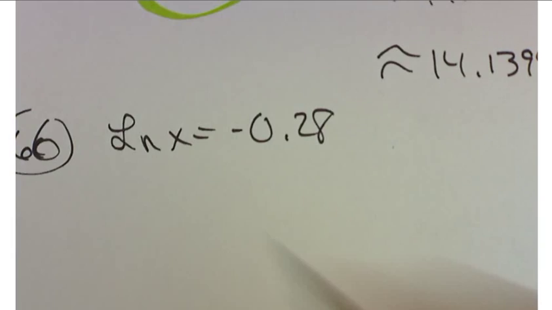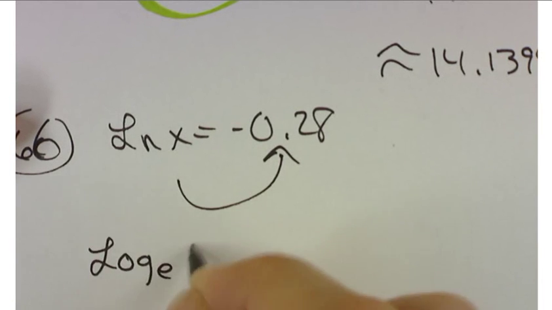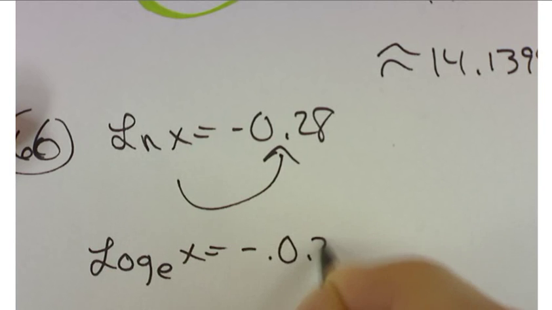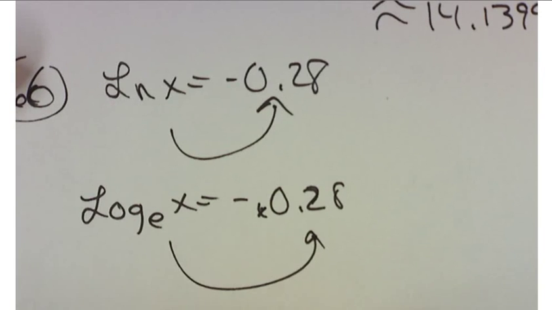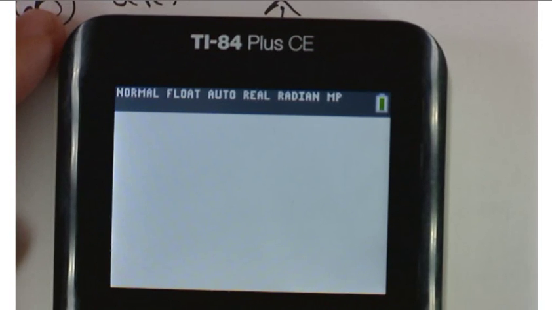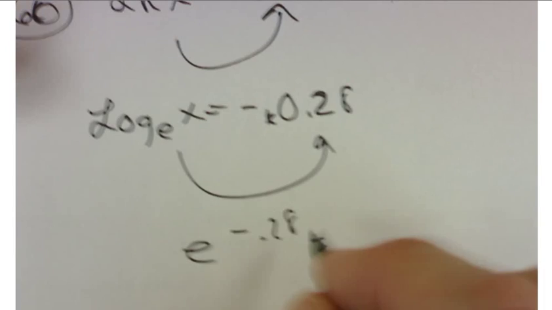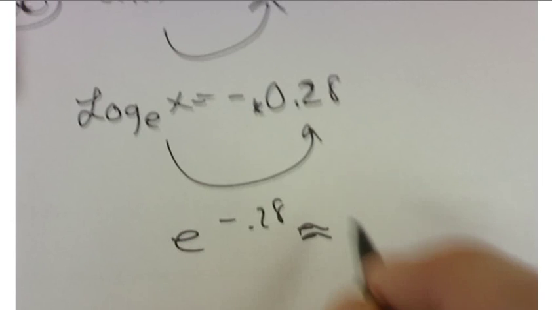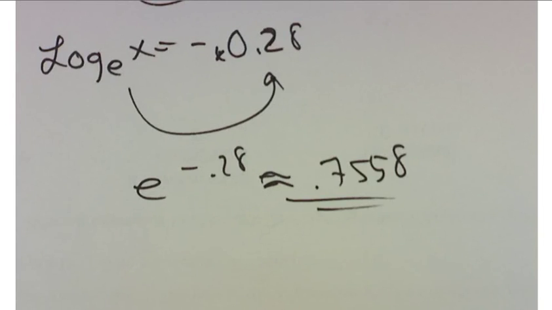So this can be rewritten using exponents. That's really log base e of x equals negative 0.28. There's no decimal there. e to the negative 0.28. Second e to the negative 0.28. About 0.7558. So about 0.7558. Okay.